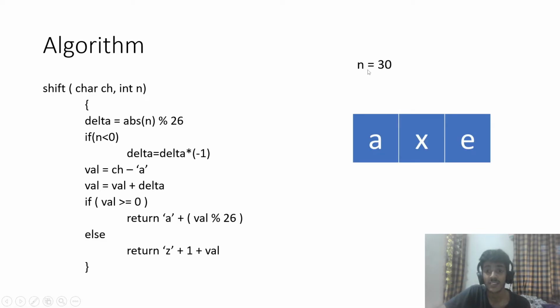So imagine n equal to 30 and our word is axe. So delta will be equal to 30 mod 26, that is 4. Since it is positive, it will simply be 4. And this is the ASCII value of axe: 97, 120 and 101. So we subtract a, that is 97, from these values. So it becomes 0, 23 and 4. And we add delta to it. So now it becomes 4, 27 and 28.